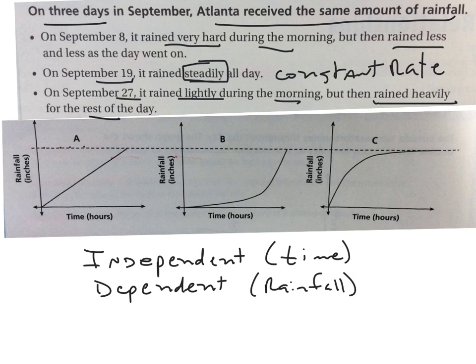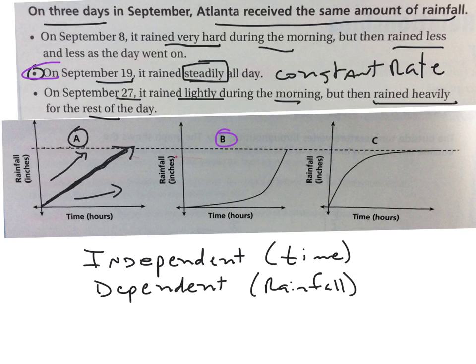So that means it's going to quickly fill up. So if you look at A here, this never wavers. It stays at the same rate the entire day. So as time increases, the rainfall increases at the same rate. That's the second scenario, so that's B. Then, I'm sorry, that's A. So that's this one right here.